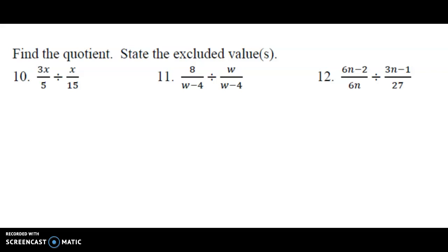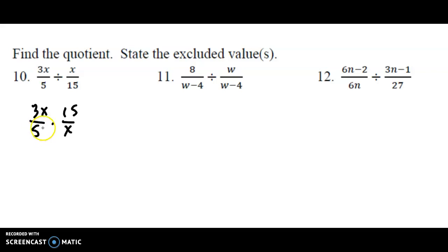So let's take a look at number 1. I have 3x over 5 divided by x over 15. Now you might be tempted to simplify this diagonal here, but you can't simplify until the problem is multiplying. So your first step whenever you have a division problem is to rewrite the problem as multiplying by the reciprocal. So this is going to be 3x over 5 times 15 over x. And once you do that, you can then simplify it.